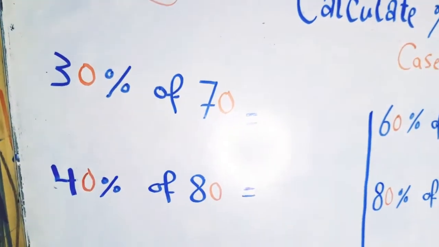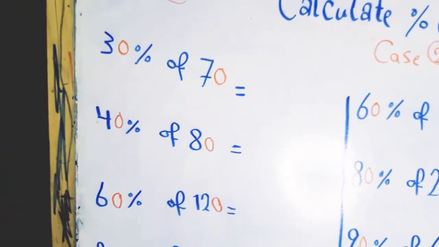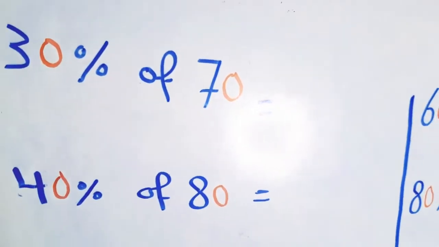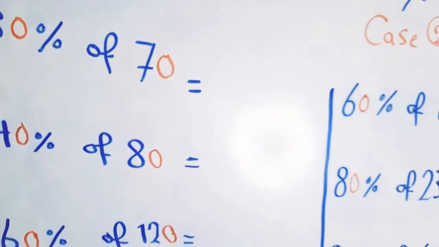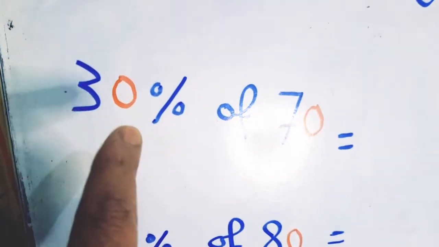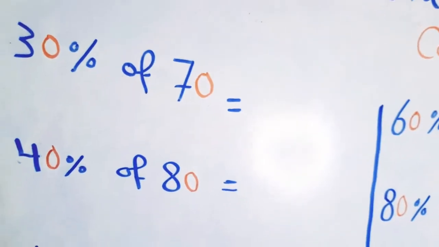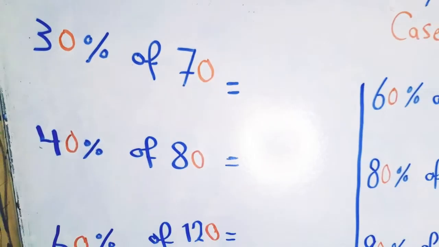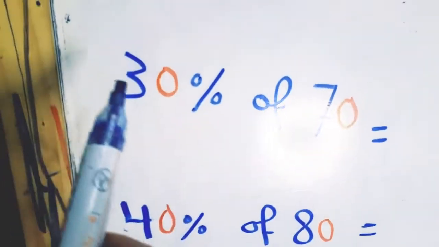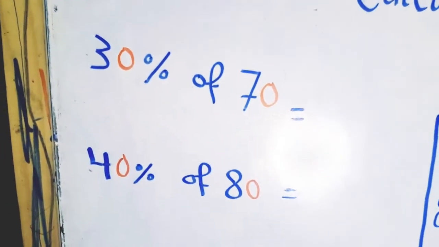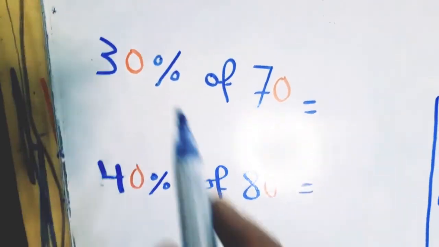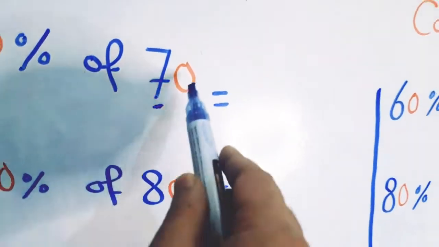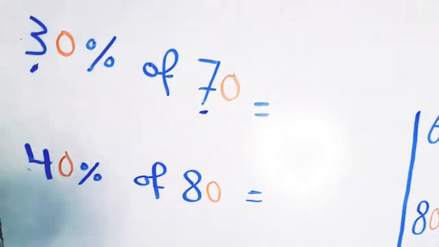Here we can use a simple rule. If the first number ends with 0 and the other number ends with 0, here we can ignore the 0. How? Don't look at the 0 in this case. Look at the digits before the 0. We have here 30. We look at 3. We here look at 7. We ignore the 0 in both numbers.